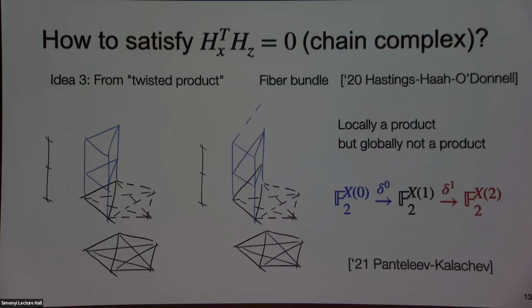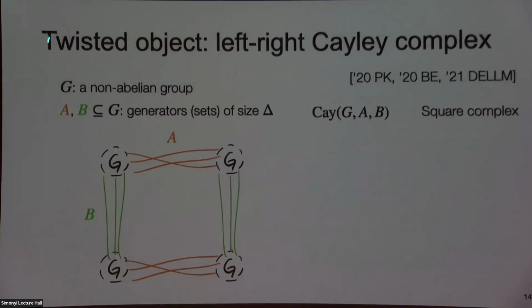Right, and in fact, this kind of twisted product structure also appears in some later results. For the next few minutes, I'll talk about how you get this kind of result. It's based on a different kind of twisted object, and we'll call this the Left-Right Cayley Complex. It actually has several names, such as lifted product, balanced product, but they're really all the same thing.